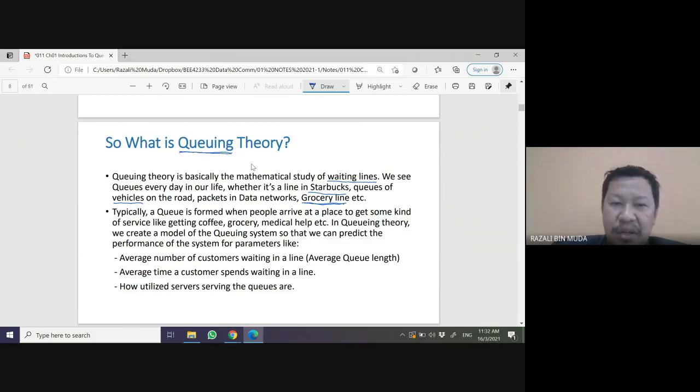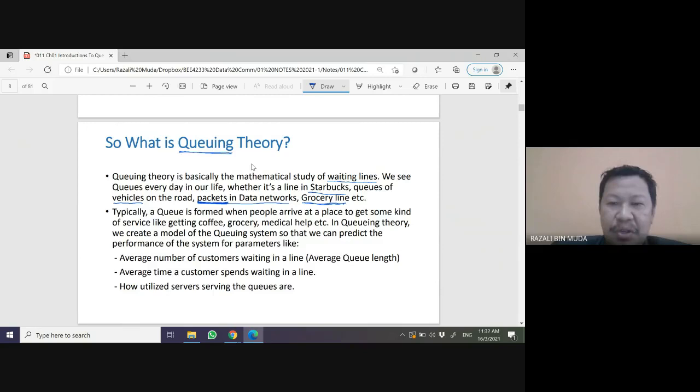In particular, in this subject, it relates to packets in data networks. That is the point in this topic. So we can relate this queuing in data networks with the similar queues that we face every day. Typically a queue is formed when people arrive at a place to get some kind of service.